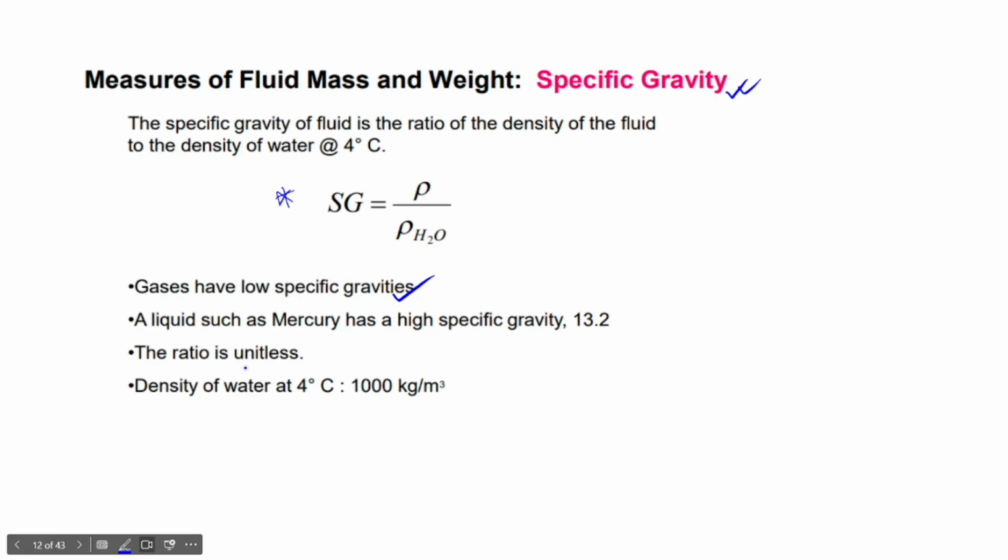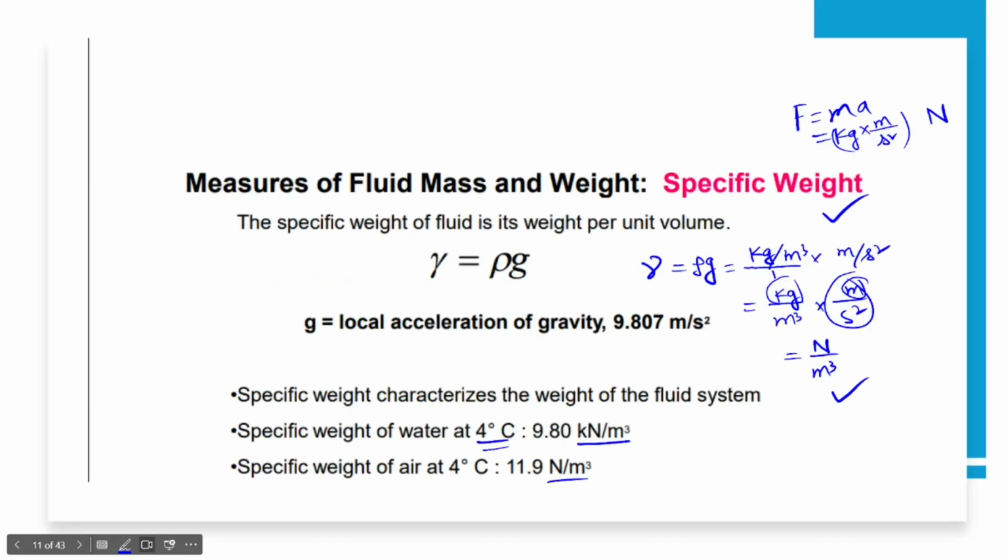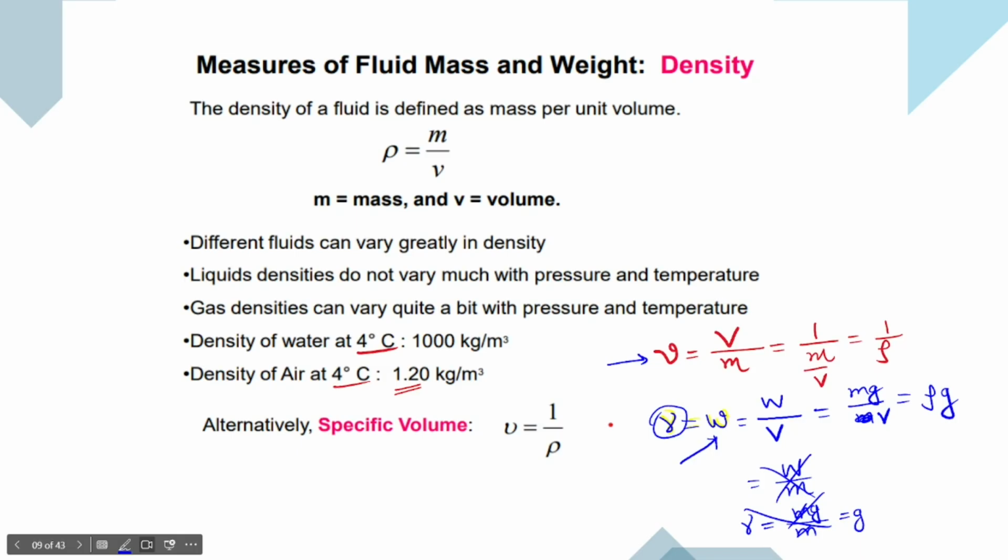See, the ratio is unitless because in both cases we got rho by rho. So kg per meter cube by kg per meter cube will cancel each other, and you will be left with no unit. So the ratio is basically unitless. Specific gravity is unitless, but you have units in your specific weight, as well as your density and your specific volume. Definitely you have units.